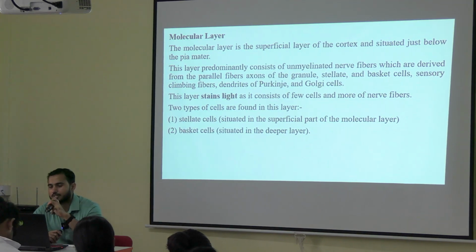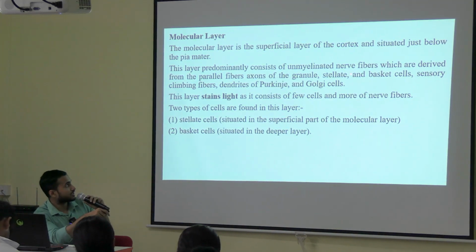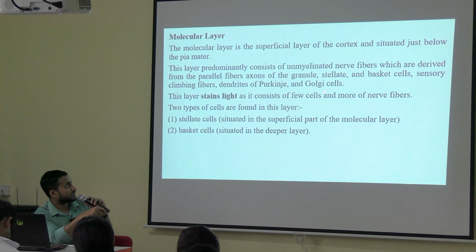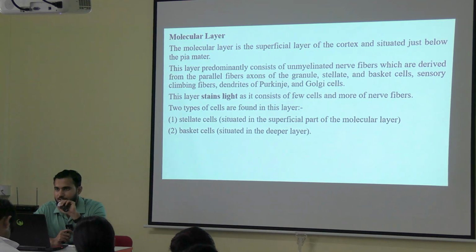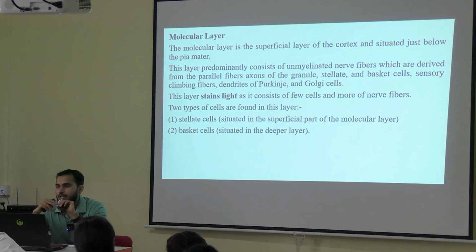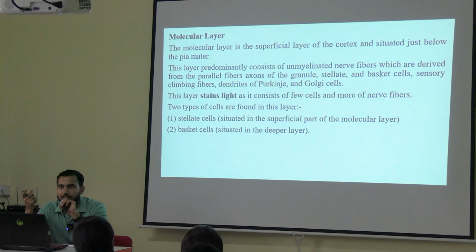From where are the fibers derived? As you can see, the fibers are derived from axons of granule cells, stellate cells, and basket cells, and dendrites of Purkinje and Golgi cells. So these are the different cells from which axons and dendrites are derived, which make up the molecular layer. So the appearance is bright.